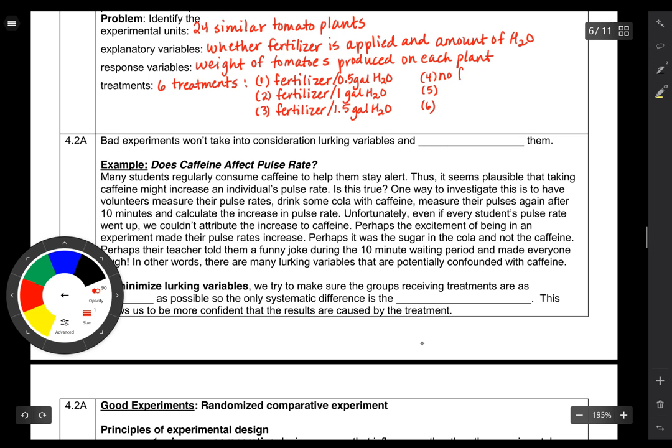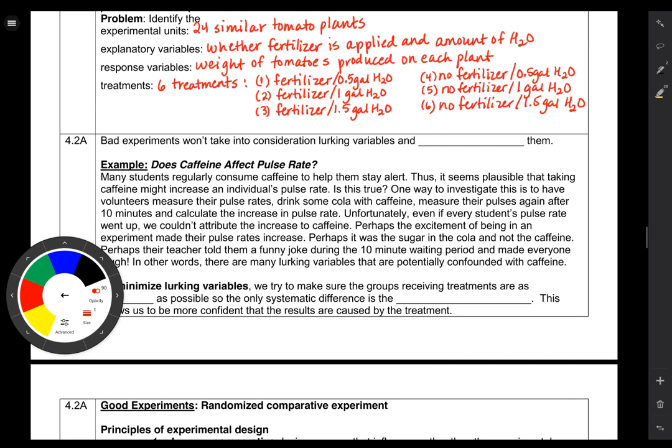So no fertilizer, half a gallon water. No fertilizer, you can abbreviate too if you want. These are your notes. No fertilizer, 1 gallon water, and no fertilizer, 1.5 gallon water. So there's 2 sample examples where you had to identify the vocabulary relating to experiments.